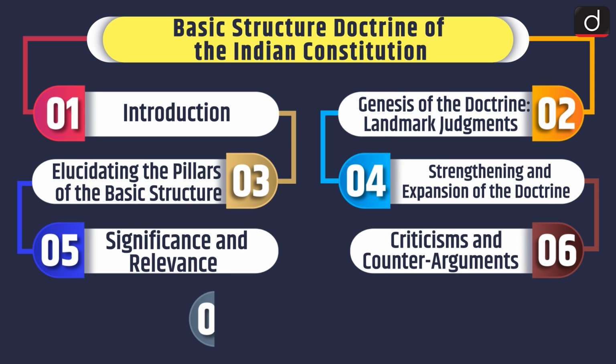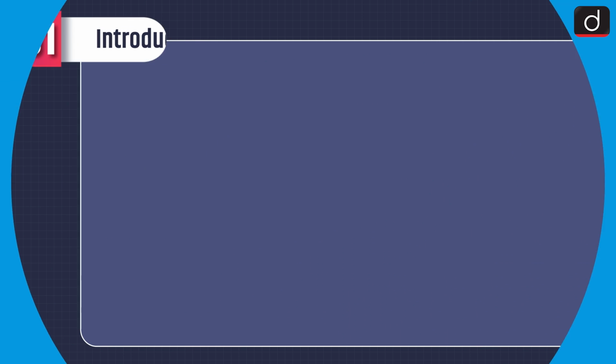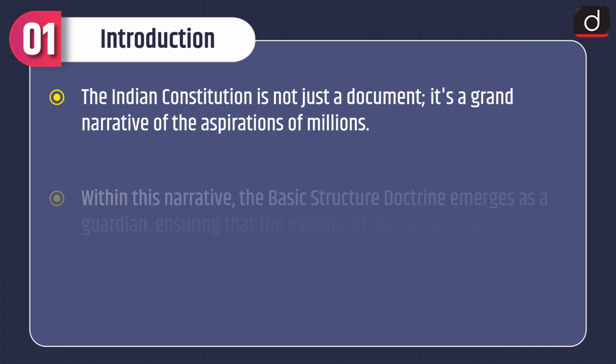Today's topic of discussion is the basic structure doctrine of the Indian Constitution. First of all, we will discuss the introduction. Then we will discuss the genesis of the doctrine, landmark judgments, elucidating the pillars of the basic structure, strengthening and expansion of the doctrine, significance and relevance, criticism and counter arguments, and lastly the conclusion. First of all, moving on to the introduction of the topic.